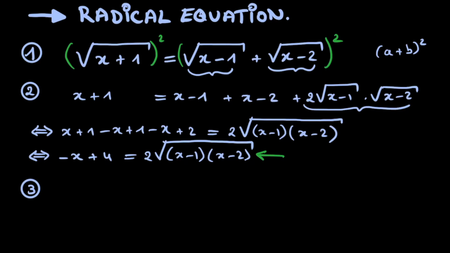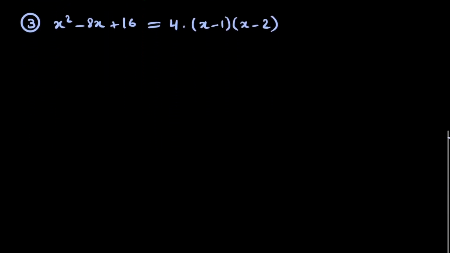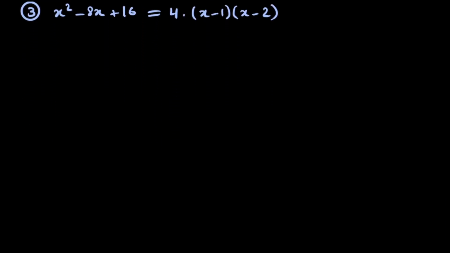We solve a radical equation by squaring both sides of the equality sign. In this case, on the left-hand side, we get x squared minus 8 times x plus 16. And on the right-hand side, we simply get 4 multiplied by whatever is inside of the square root, since taking the square of a square root eliminates the square root. So we get 4 times x minus 1 multiplied by x minus 2. And now we see that we have effectively reduced our radical equation to an equation that we're more familiar with, simply a quadratic equation.